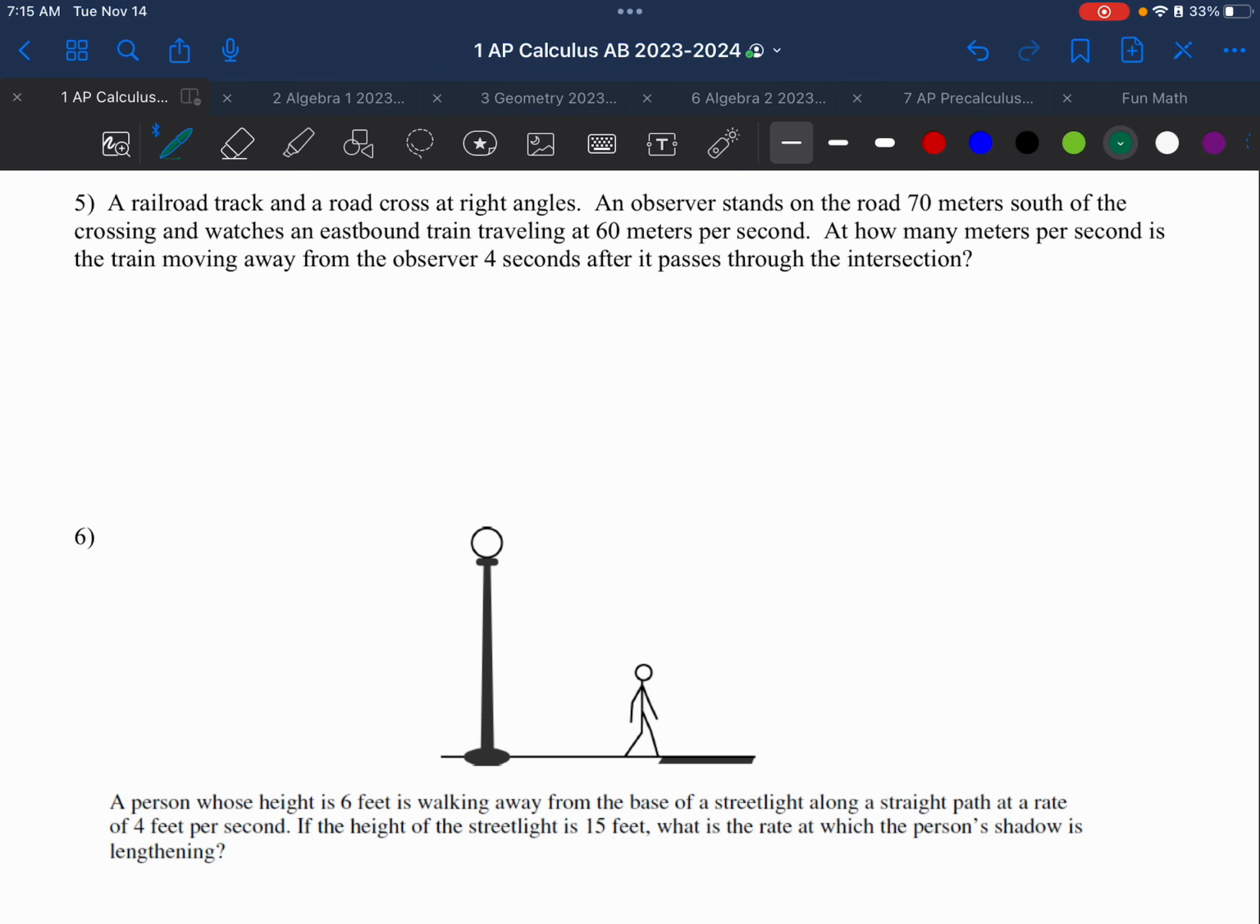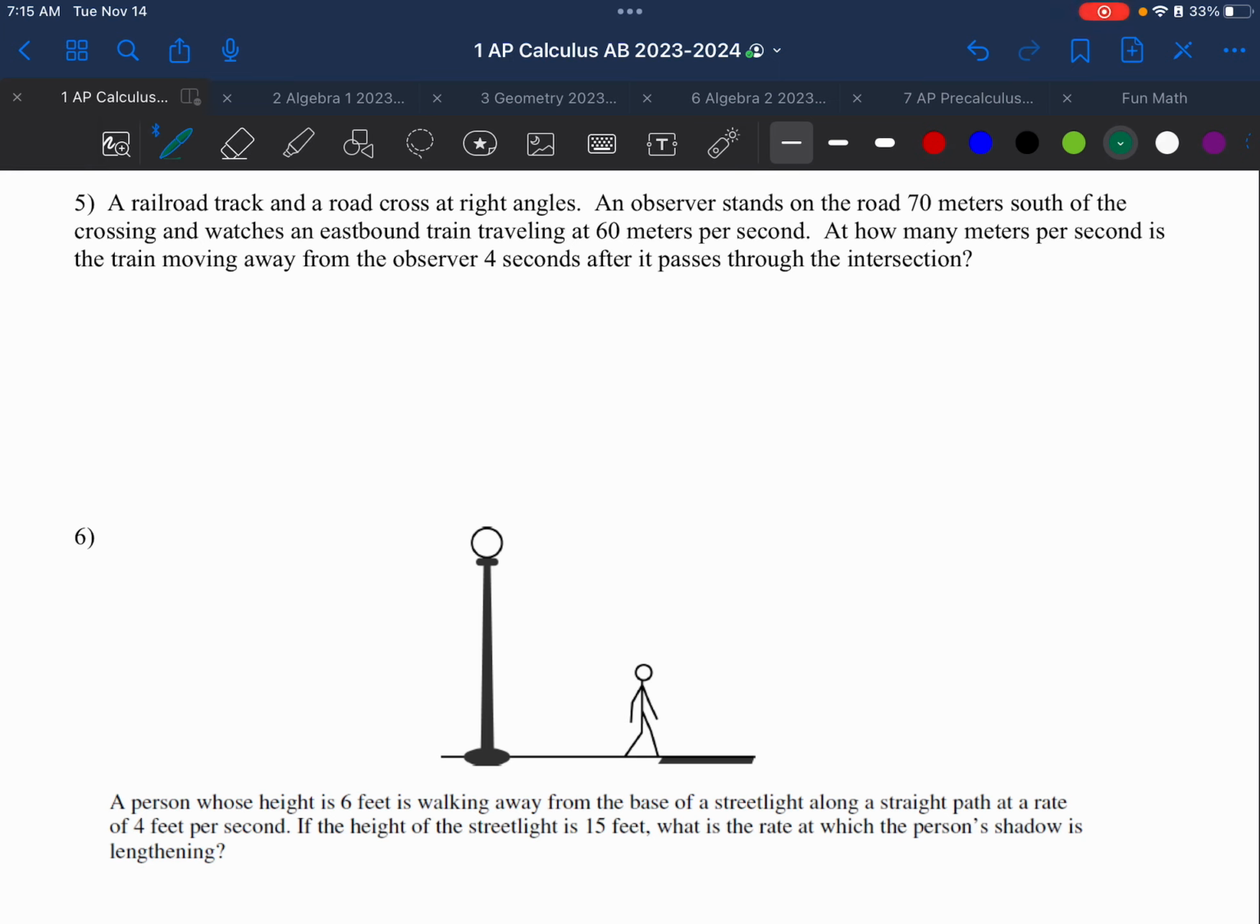All right. Number 5, a railroad track and a road cross at right angles. Lucky for us, right angles is going to make a right triangle probably. An observer stands on the road 70 meters south of the crossing and watches an eastbound train traveling 60 meters per second. Okay, so let me see if I can do an illustration here.